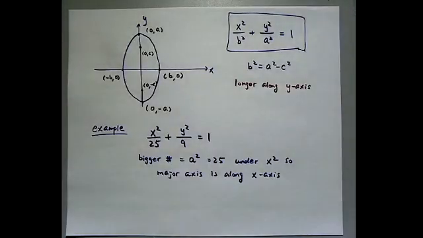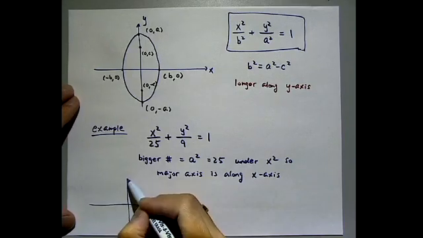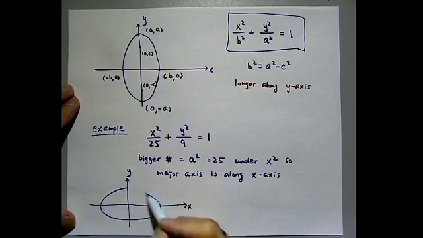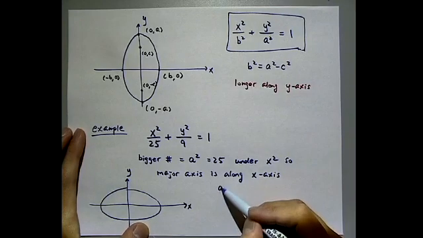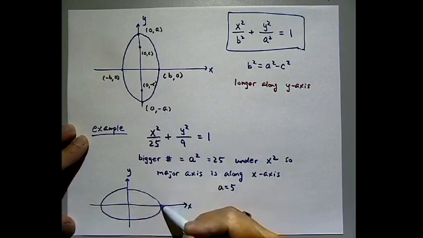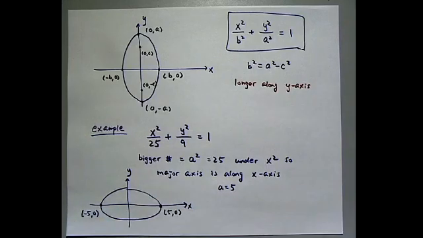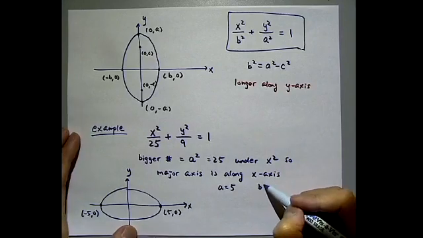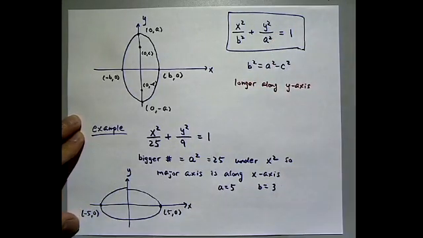The major axis is along the x-axis. Okay, now let's identify what A and B are. Those are pretty simple. We see right away A is equal to 5. So that tells me half of the major axis is 5 units long. And B squared is 9, so therefore B is 3. That tells me that half of the minor axis is 3.